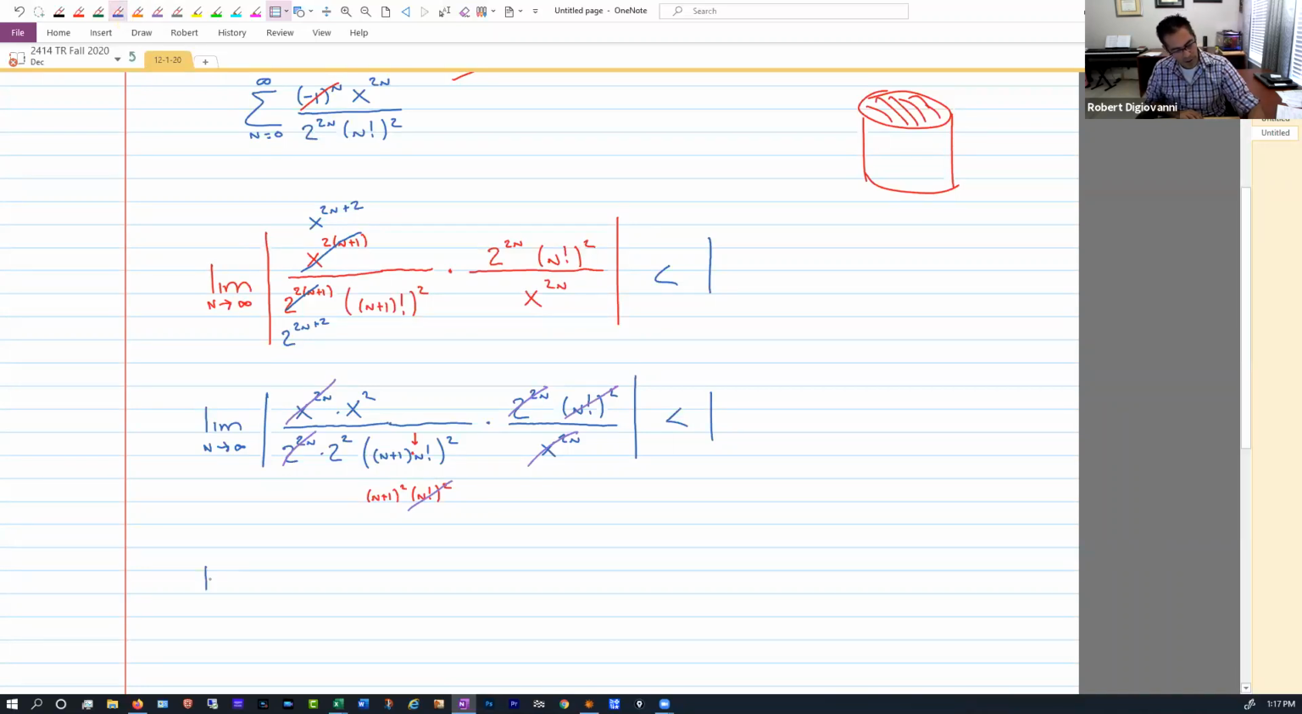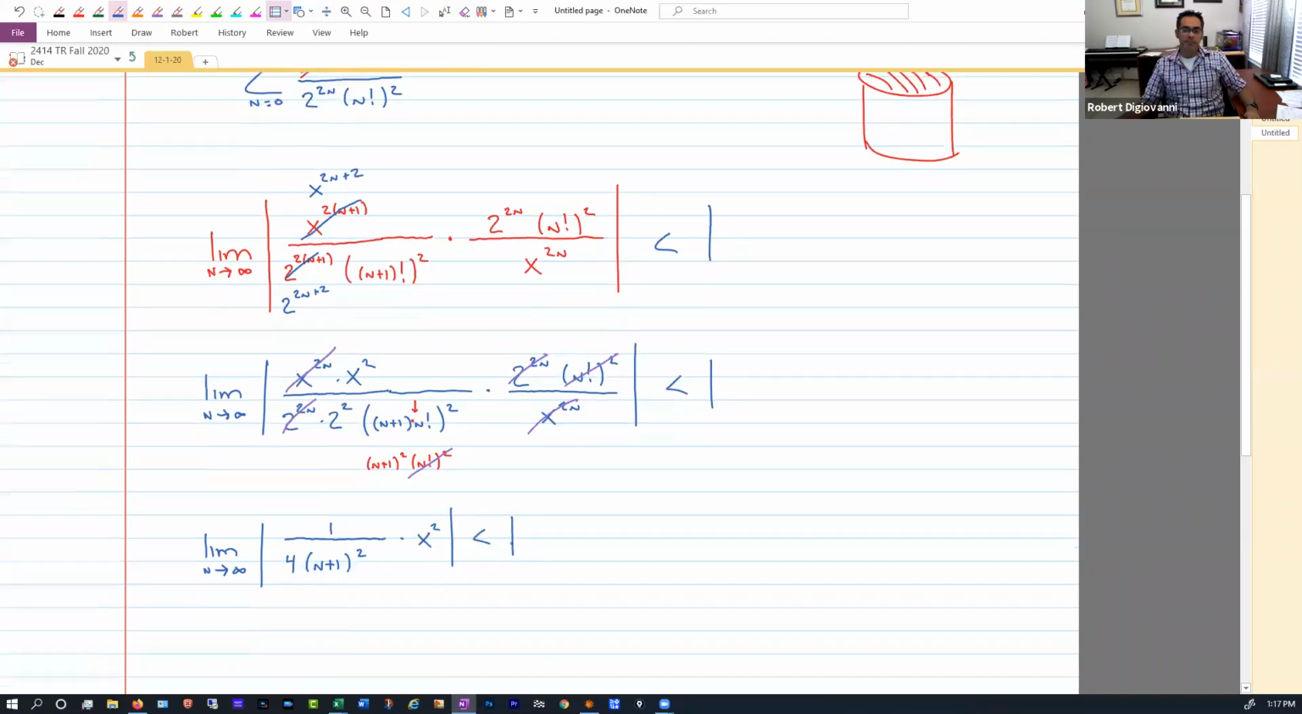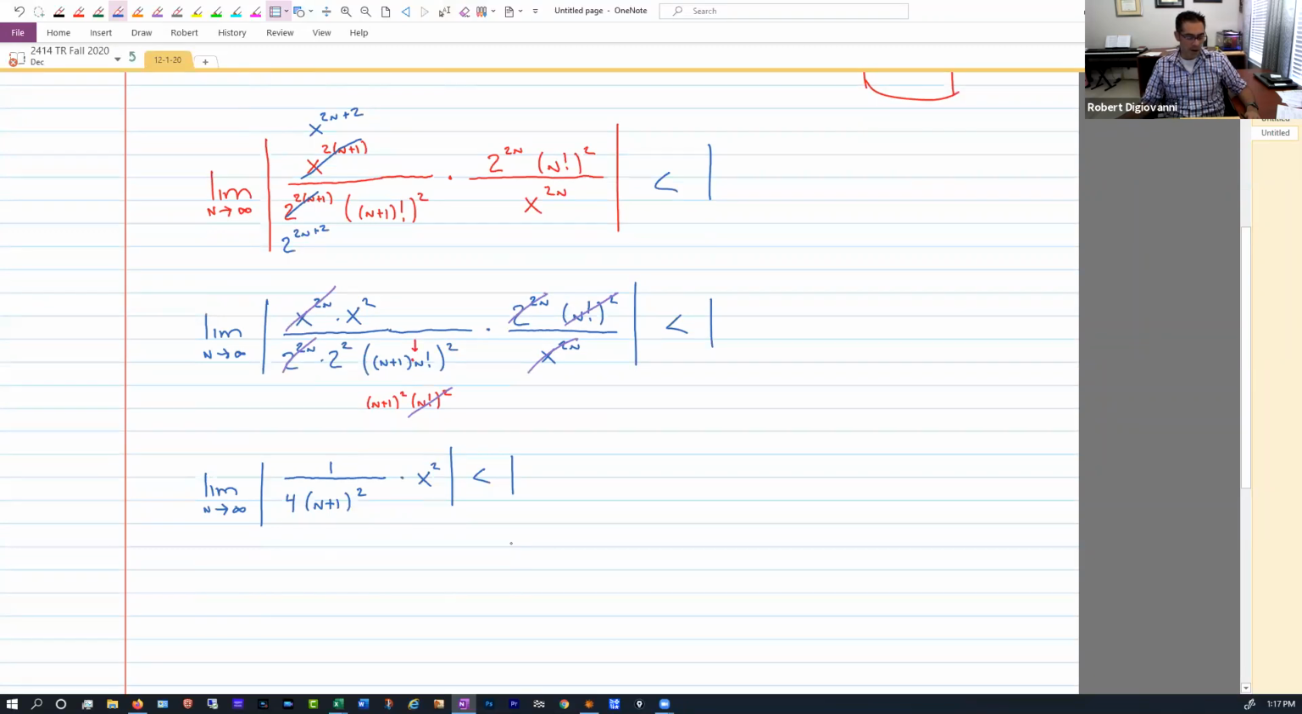Okay, let's put everything that is not with x out front here. So I think I have a 1 on top, don't I? Just 1. On the bottom, I've got a 2 squared, that's 4. I have an n plus 1 squared. And I think all I'm left with over here is an x squared. Do you all agree? Okay, now let n go to infinity.